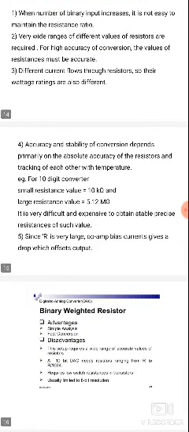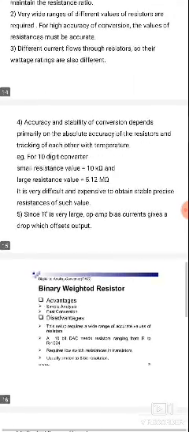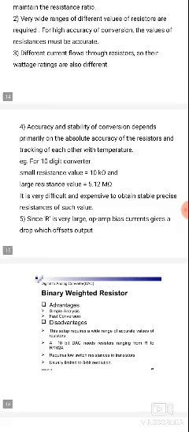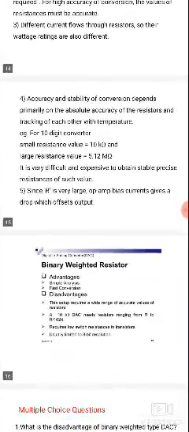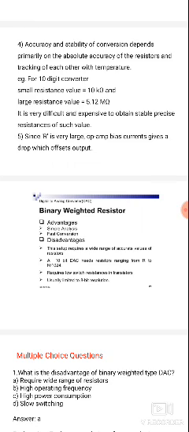For accurate conversion, the value of resistance must be accurate. Each and every resistance has different values, so for accurate conversion, the resistance value is also important. So we are taking the perfect resistor for conversion. Next, different currents flow through the resistors, so their weightage ratings are also different. Next, accuracy and stability of conversion depend on the absolute accuracy of the resistors and the tracking of each other with temperature.